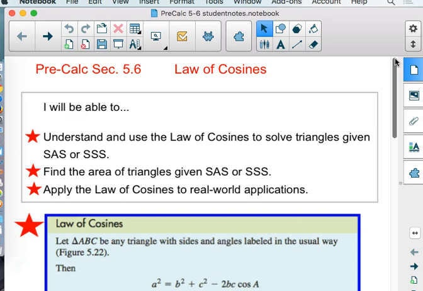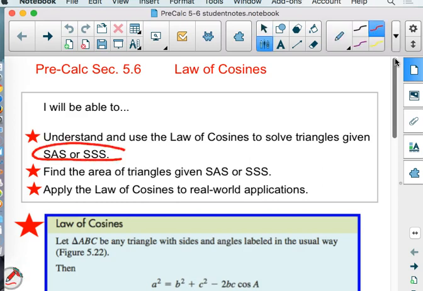When we were talking about law of sines, remember, we were limited there. It was angle, angle, side, angle, or side, side, angle, that ambiguous case that we had to spend a lot of time talking about. So this is for other situations. The law of cosines, I will be able to understand and use the law of cosines to solve triangles given side, angle, side, or side, side, side.